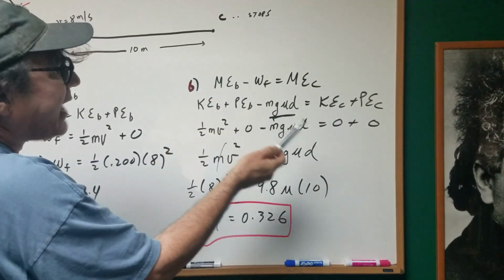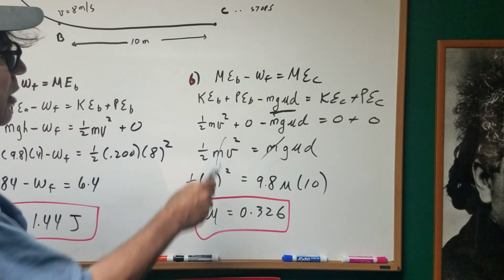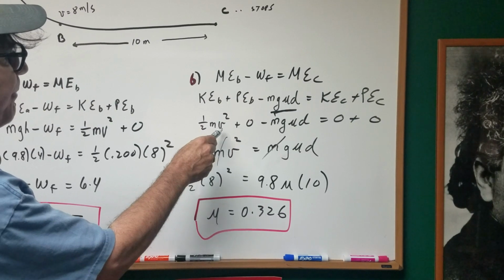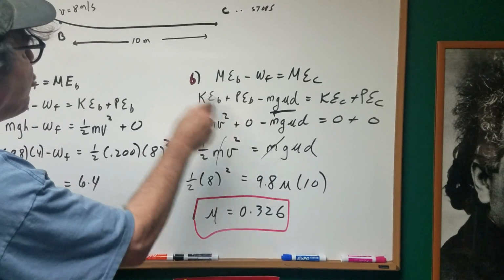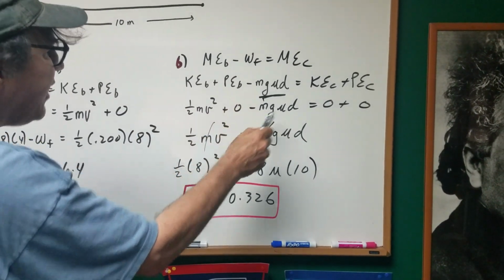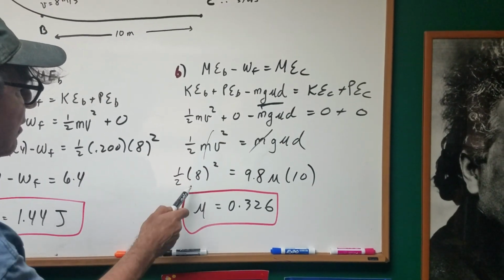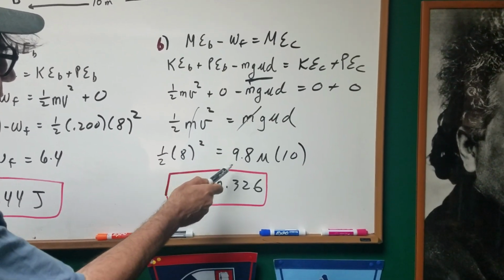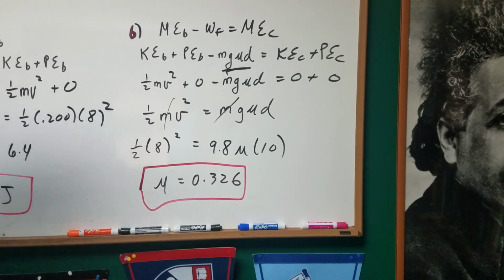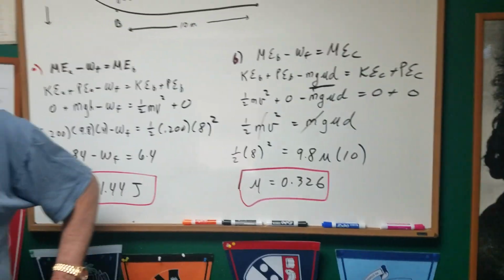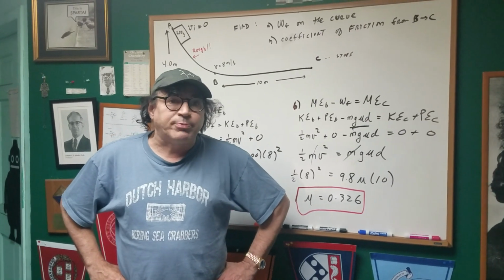Well, at point C, it stops. So there's no kinetic at C, and we're on the ground, there's no potential. So all we have is the kinetic energy at B, 1/2 mv squared. We're on the ground, there's no height, so there's no potential at B, minus the mg mu d. I bring the mg mu d to the other side, cross out the masses, plug in the numbers, we know the velocity, we know g, we know the stopping distance, and whoosh, we get 0.326 for the coefficient of friction. That was a monster, but that's how you would do that type of a problem.